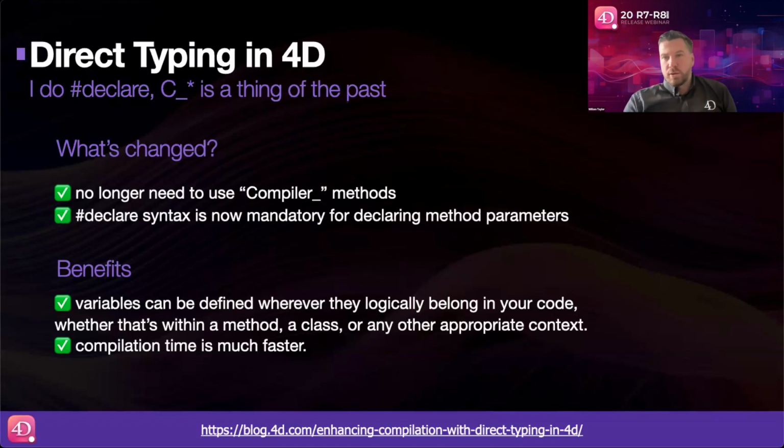The benefits, there are many, but variables can be defined wherever they are logically appearing in the code, whether that's in a method, a class, or other appropriate contexts. So that means that your code is, in our opinion, much easier to read, and everything is declared where it's being used. And then compilation time is much faster. Those are just two quick benefits for this feature. And also, if you're going from non-typed variables, this is a much safer and more secure way to write your code and run your code.